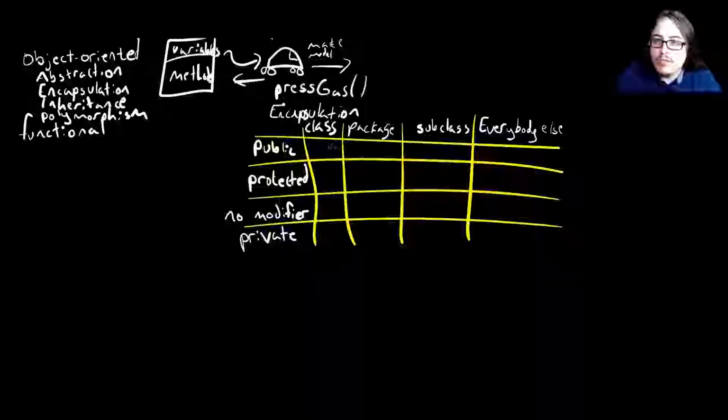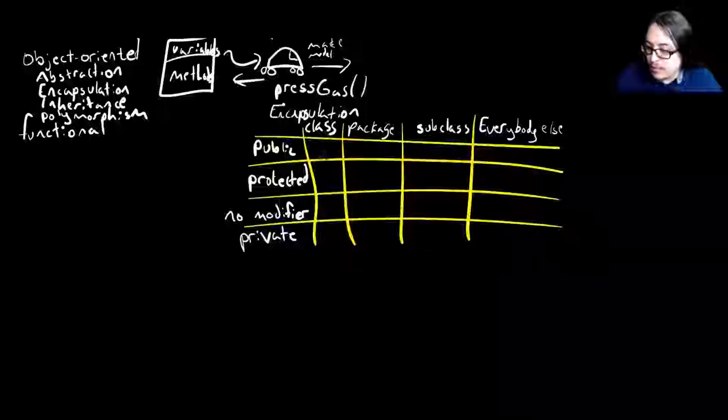So encapsulation refers to different access modifiers like public, protected, no modifier, or private. These are little words that determine whether or not a variable or method is visible at a certain level.